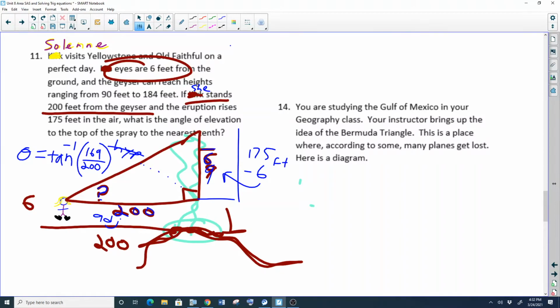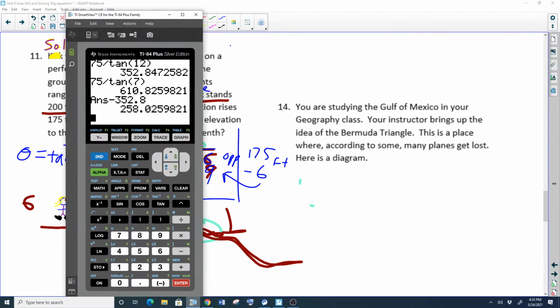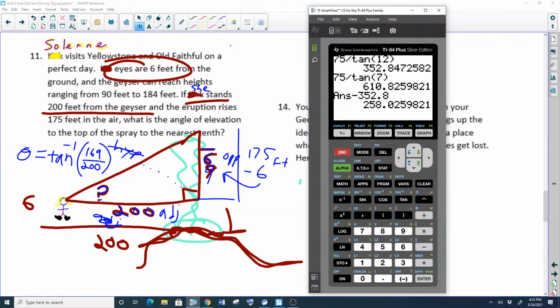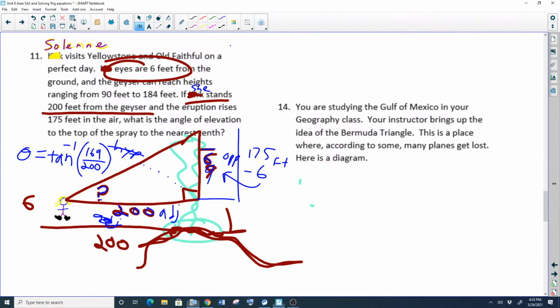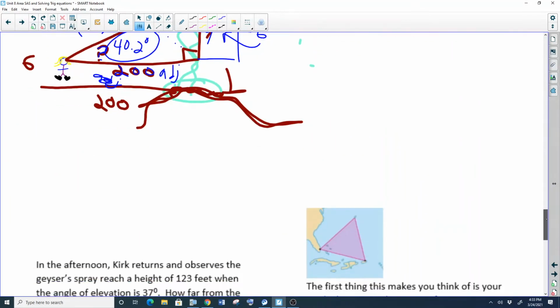And so we are going to do inverse tangent because this is going to be opposite over adjacent, which is right there. So inverse tangent of 169 over 200. When we do that on our calculator, inverse tangent of 169 divided by 200 gives us an angle of elevation of 40.19 or 40.2, rounded to the nearest tenth. Perfect.